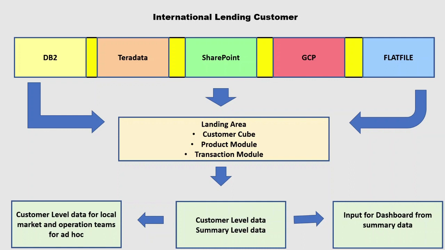Okay, so if you see right in front of you, there is a small section that says DB2, Teradata, SharePoint, GCP and flat files. So flat files are nothing but CSV files. GCP stands for Google Cloud Platform. SharePoint is nothing but, if there are any Excel reports that are coming across, a simple shared location where multiple people can move their files, and the other users can use them. So SharePoint is one of the data sources, and then there is Teradata and DB2.